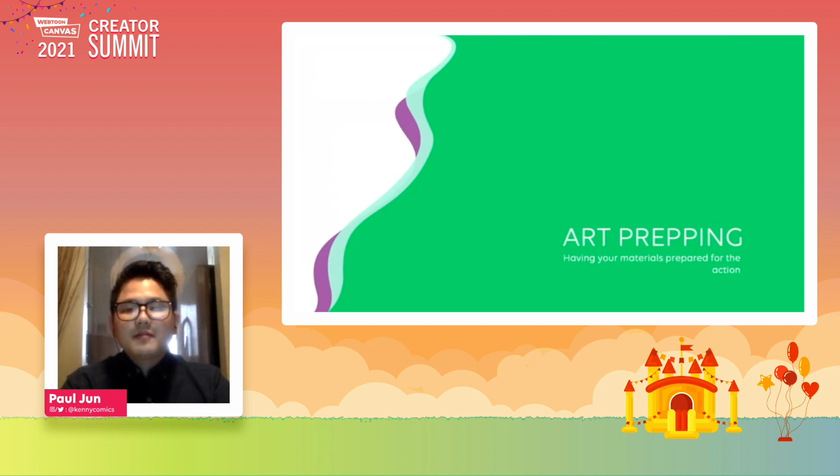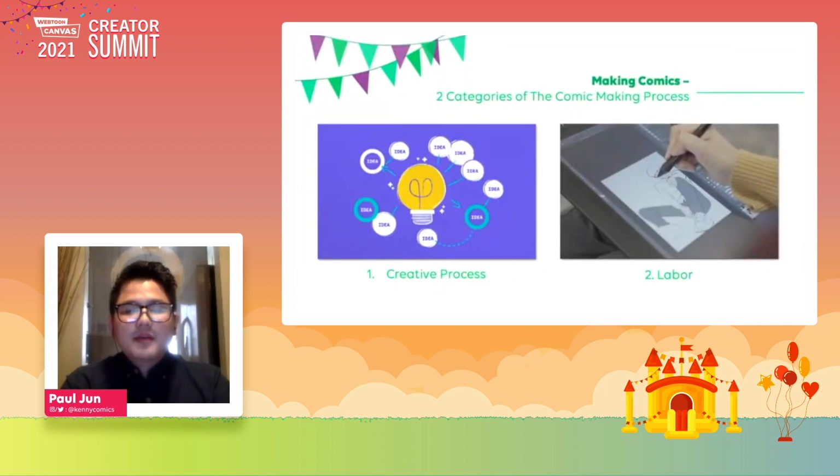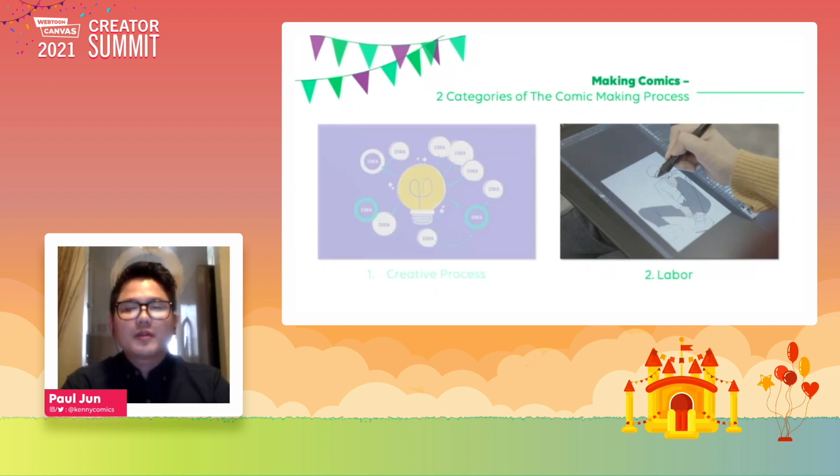Okay, so I'll be explaining the concept of art prepping, which is about having your materials prepared for the action. When you're making comics, there are different processes and everybody has their own unique way of doing things. But I like to categorize it as one, creative process, and two, labor. Depending on who you are and how you work, you'll enjoy one of these or both of these, or have trouble with both of these. The part that I am focusing on today is trying to optimize the labor part of comic making, and make that process more efficient so that it helps you as you create your comics.